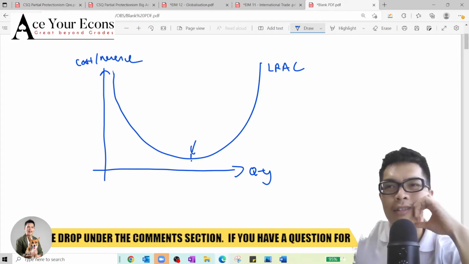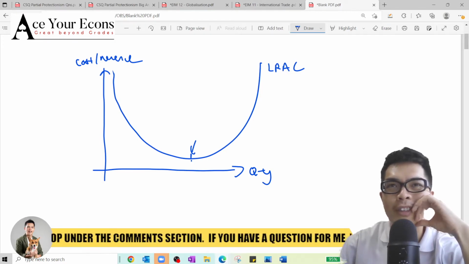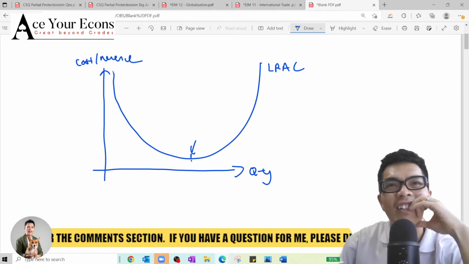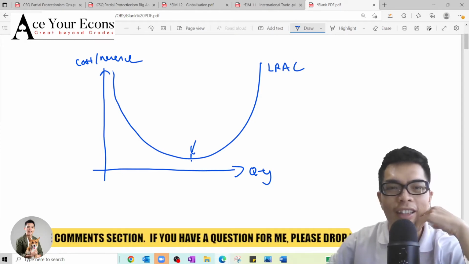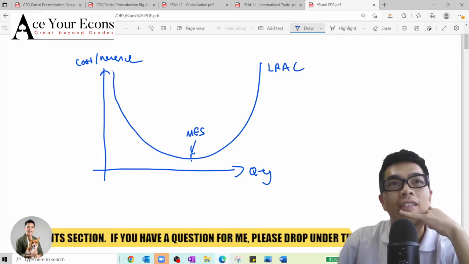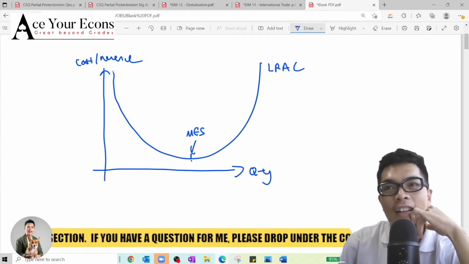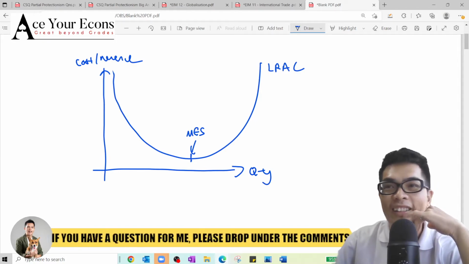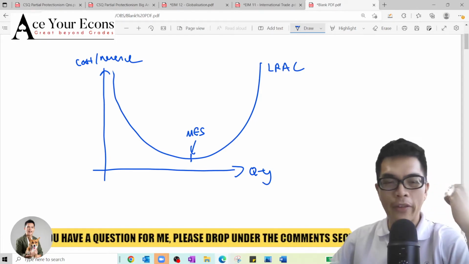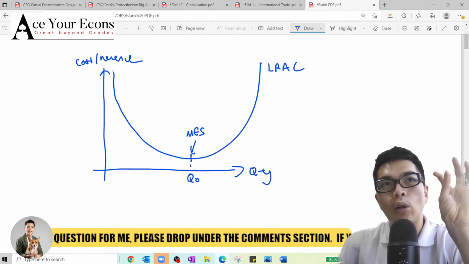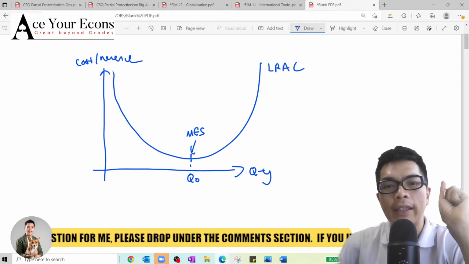Okay, good. Nino, what's the full name? Do you still remember? MES is correct. But what does MES stand for? Minimum efficient scale.